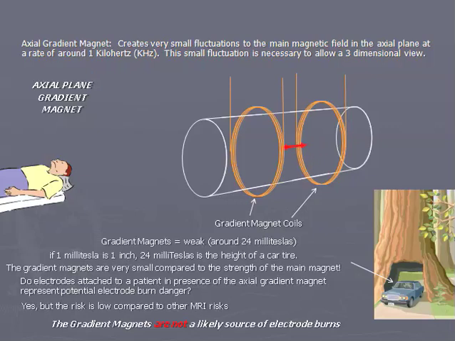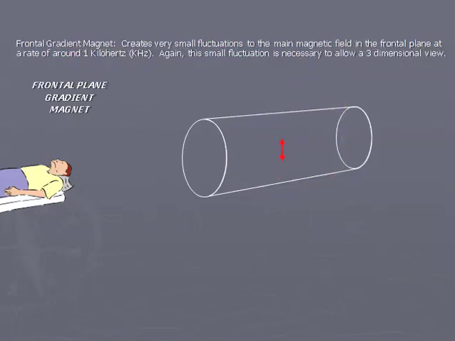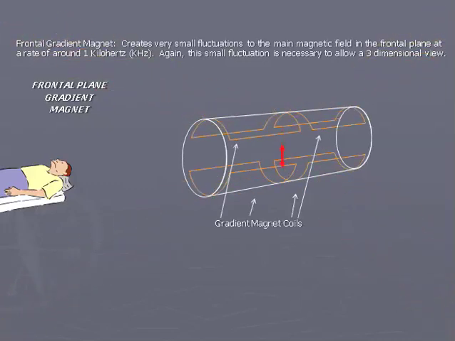Slide 19. The second of the smaller magnets is the frontal gradient magnet, which creates very small fluctuations to the main magnetic field in the frontal plane at a rate of around 1 kilohertz. Again, this small fluctuation is necessary to allow a three-dimensional view. This fluctuation is created by the gradient magnet coils illustrated here.